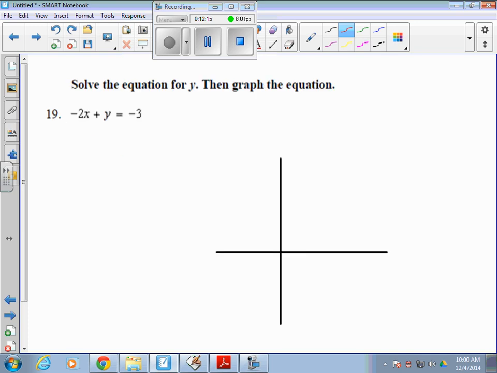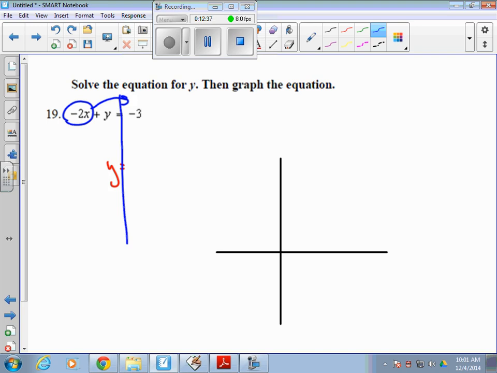Number 19 says solve for y, then graph the equation. So solve for y means make it say y equals mx plus b. That means we want to move this to the other side. Other than that, the y is already by itself on one side of the equal sign. So that says negative 2x, which is the same thing as minus 2x. Undo that by adding 2x to both sides.